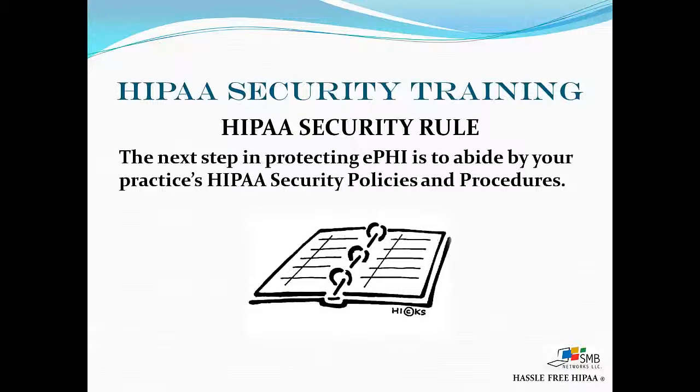The next step in protecting electronic protected health information within your practice is to simply abide by your practice's HIPAA security policies and procedures. Now, you should have already received a copy of your practice's HIPAA policies and procedures manual, but if you have not, once again, at the end of this training seminar video, please contact your practice's HIPAA security officer and inquire as to when you can get a copy of the practice's HIPAA policies and procedures manual. When you do get a copy of the manual, please review it in its entirety. Go through it and understand it.